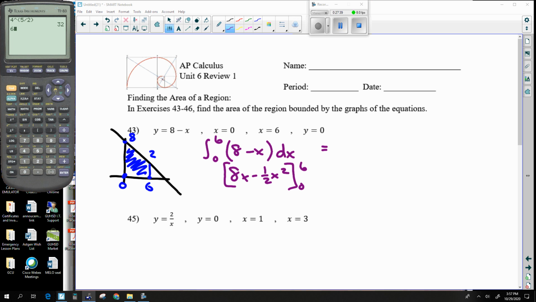So 6 going in, 8x minus 1/2 x squared is 30. Plug it in, minus the lower limit 0, and 0 is 0, so the answer is 30.